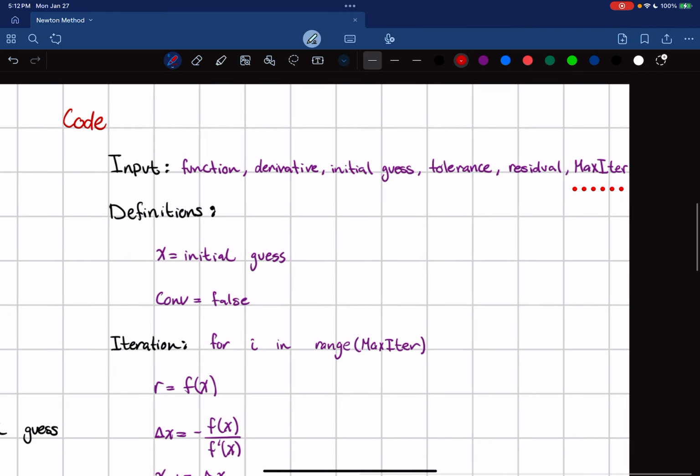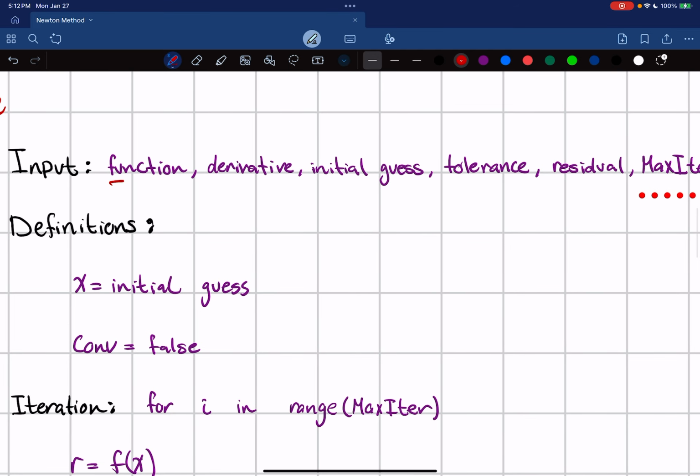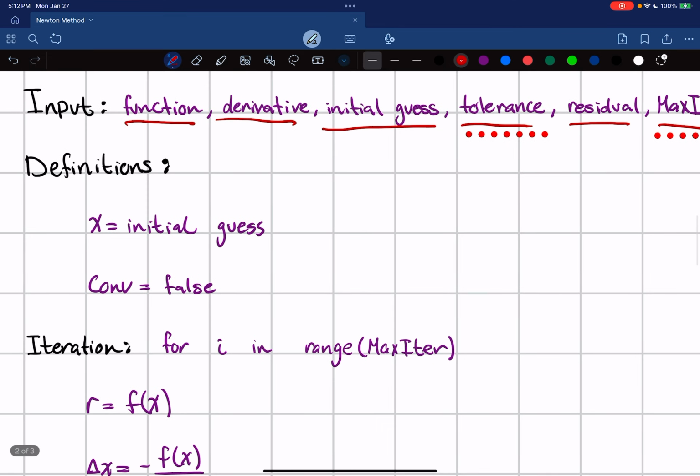Now, to go over the code, simply what you'll want is the function you're working with, the derivative of that function, the initial guess, your tolerance, residual, and your max iteration. Now, when you do it by hand, there's no max iteration. You'll stop when you want to stop. But for code, we want to avoid infinite loops. So we have a max iteration that we pass to Newton's method.